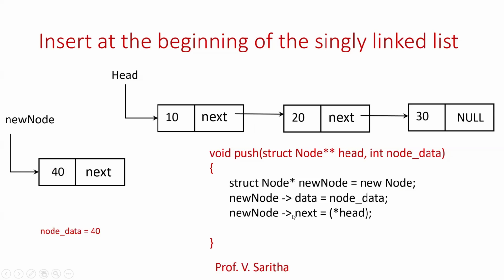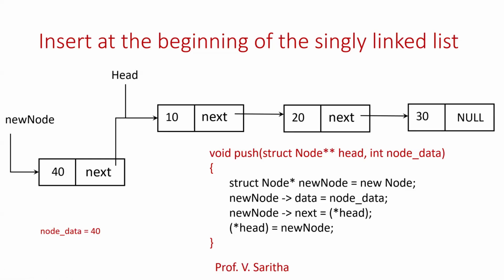Then new node next is equal to head. New node next means this one, this next value. That should be head, because that is nothing but the head pointer. What we already have, we are copying into that particular next pointer. So it will be linked. That is, the new node and the head node will be linked to each other like this.